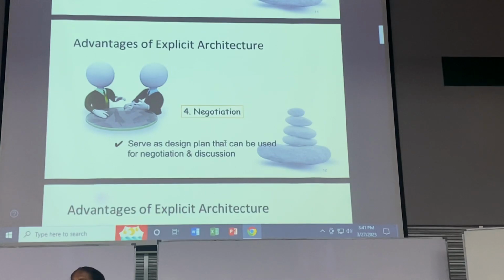The next one is negotiation. Negotiation is between the stakeholders. For example, I'm the lecturer. I have my own perspective, my own requirements and expectations about the system. I'm an IT lecturer, and there's another lecturer, a business lecturer. IT lecturer, business lecturer. We are all in the same domain, but in different faculties.